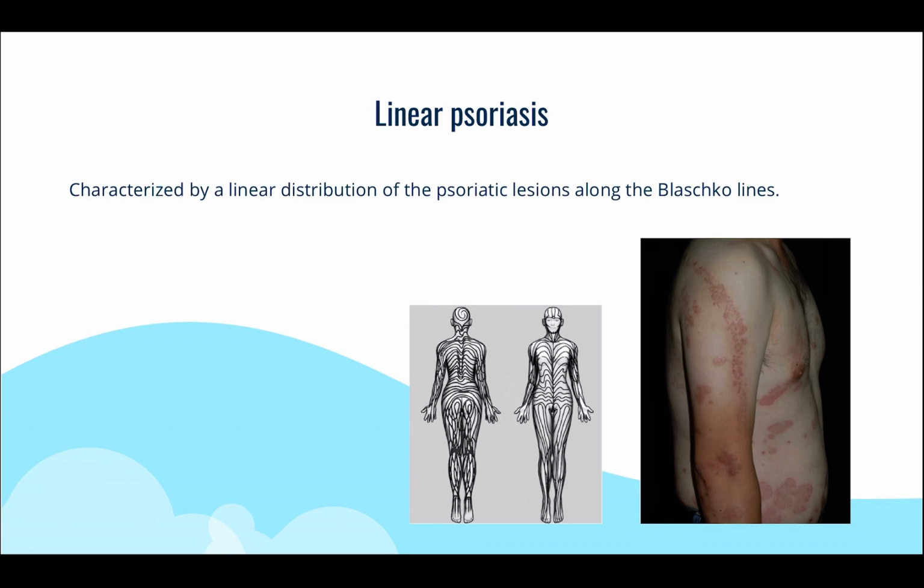Lastly is linear psoriasis. It is characterized by the linear distribution of the psoriatic lesion along the Blaschko lines. These are the lines of normal cell development in the skin, as you can see in the picture below. That's where the linear psoriasis develops.